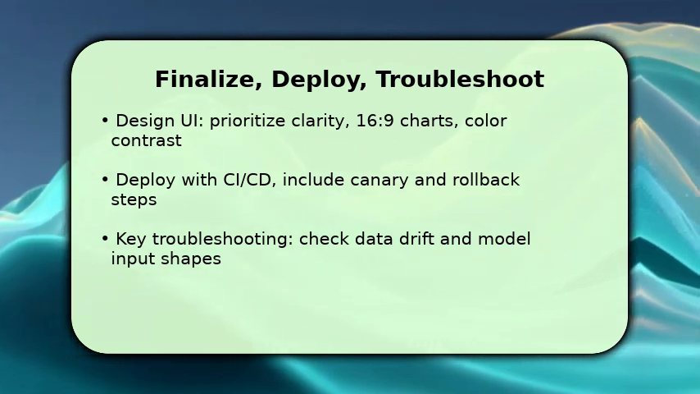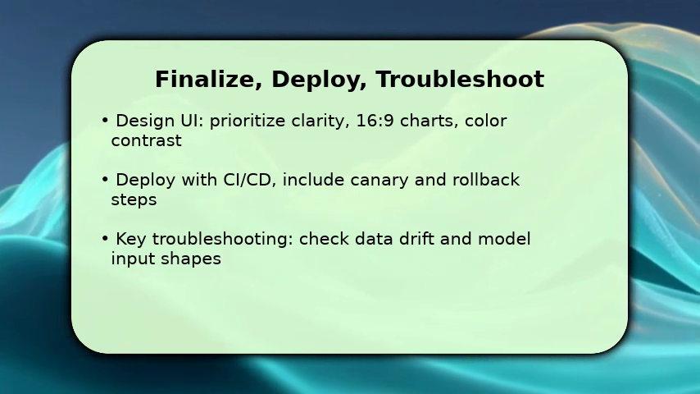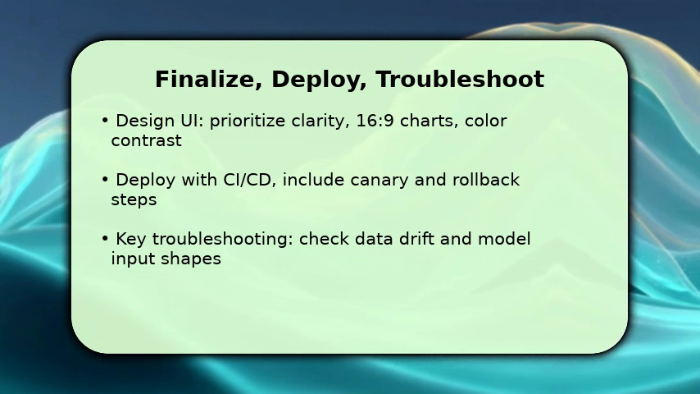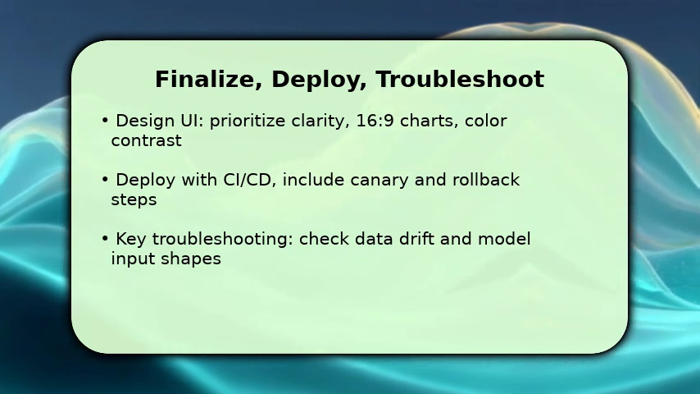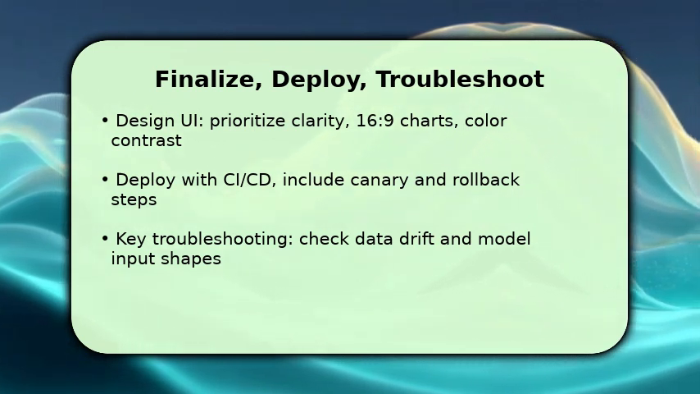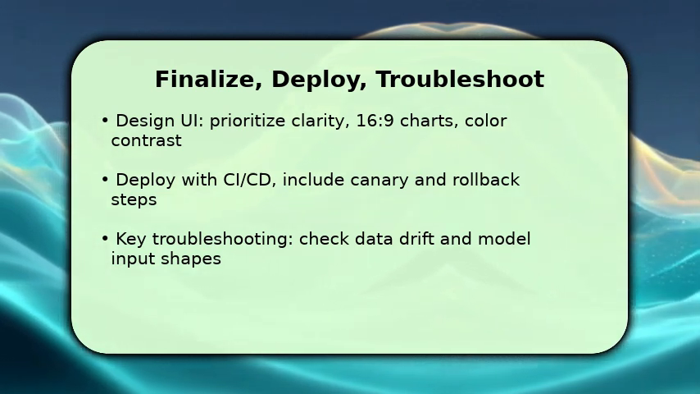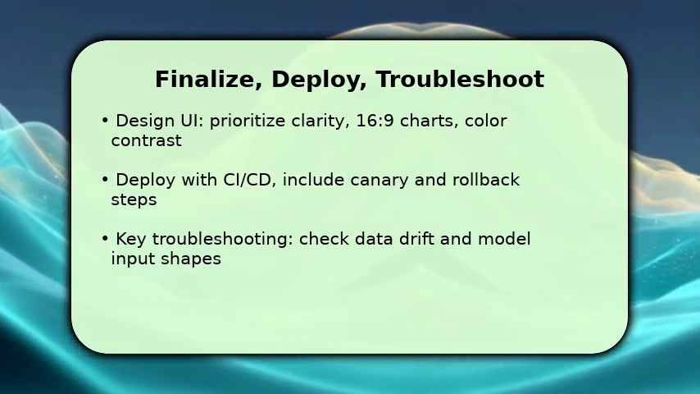Once live, monitor model inputs and output distributions. If performance drops, check for data drift or changed input shapes and retrain or adjust preprocessing. If something breaks, first validate the data pipeline, then confirm model endpoint responses before updating visuals.